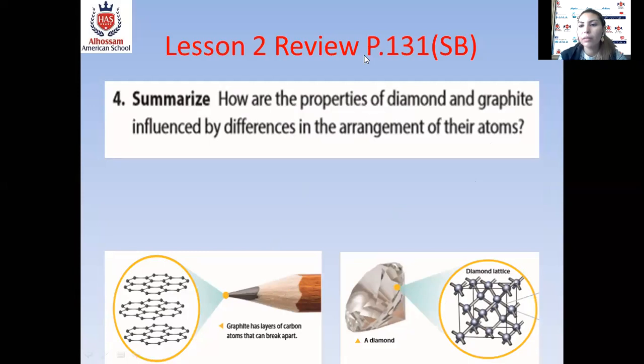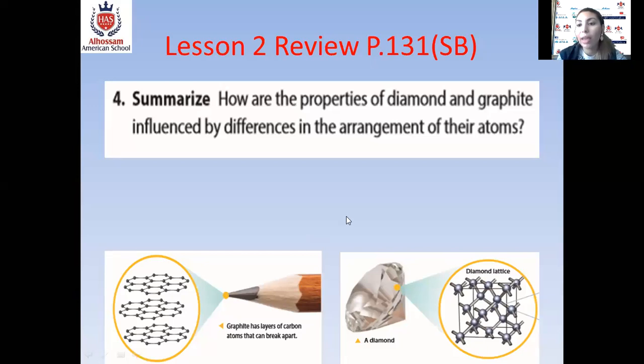Okay, Jana Gaber? Yes, Jana. So the carbon atoms in the diamond are held in place, which makes the diamond hard. They are arranged near to each other, so it's hard. While in graphite, the carbon atoms are arranged in layers, so it's easily broken. Yes, Jana, thank you so much.